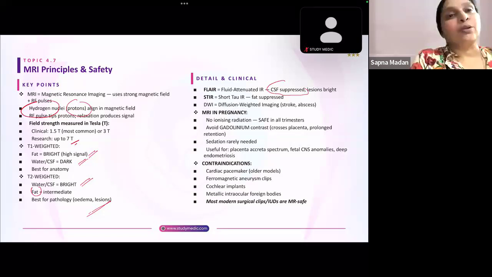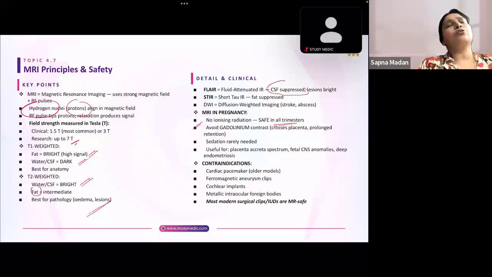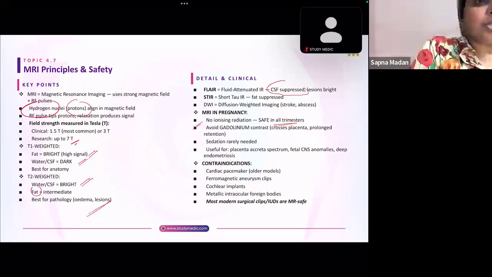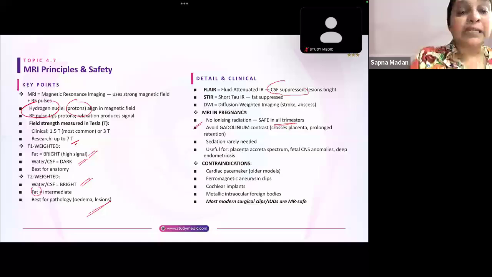So MRI in pregnancy, it is safe because it does not use any ionizing radiation. Gadolinium contrast is supposed to cross the placenta. It has a prolonged retention time, and that is why we must avoid gadolinium as much as possible. But the latest radiological guidelines also say that, again, we have to weigh the benefit and risk ratio. If the patient needs gadolinium, if it is like a life-saving procedure or something, then you can even use gadolinium. So in those cases, even in pregnancy, gadolinium is permitted.